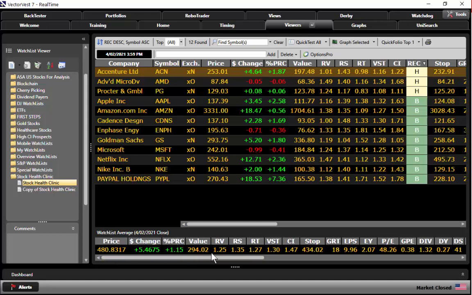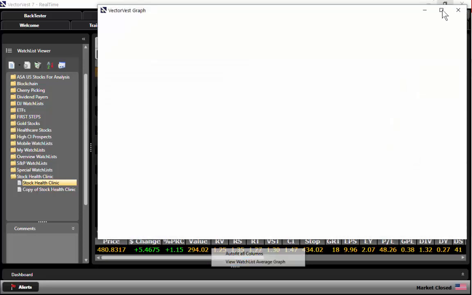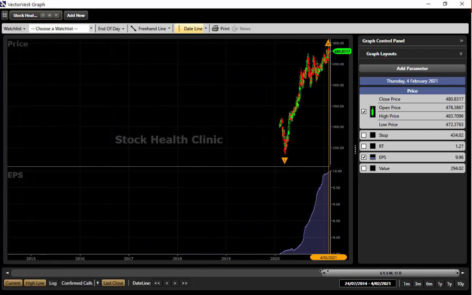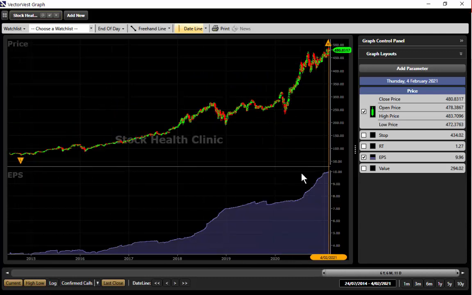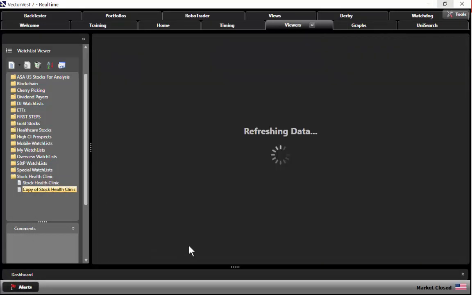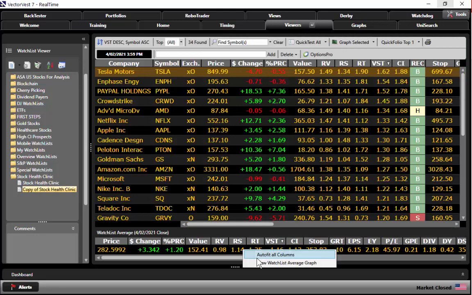Now, let's have a look. Price 480, value of 294, so a little bit of a premium. I'm not too concerned. RVRS, very good fundamentals, technicals strong, and a good combination of fundamentals and technicals with a nice smooth left to right pattern on average. Here we go. Let's right click. Let's view the watch list average graph. All right, so here we go. Let's pull it back a tad. Wow, there we are. Do you like your earnings now? Let's do this. Keep that here. Let's go back to the copy. So remember we made a copy of the original. So this is the original.